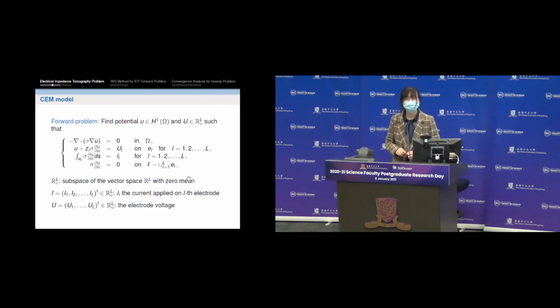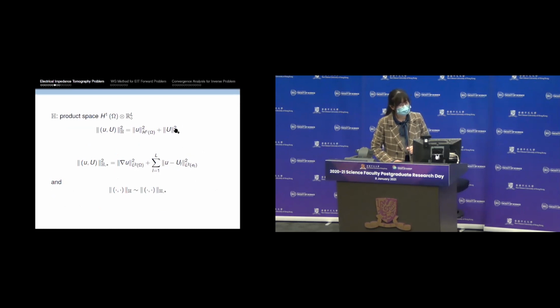Then we use this system of partial differential equations to describe how this electromagnetic field would form. That is, given the conductivity sigma here, given the induced current I here, we can use this system of partial differential equations to solve this pair U and capital U. This U is the interior potential. This capital U is the voltage we collect from the electrodes. Here we use this H to denote the product space of U and capital U because we need to solve them two together.